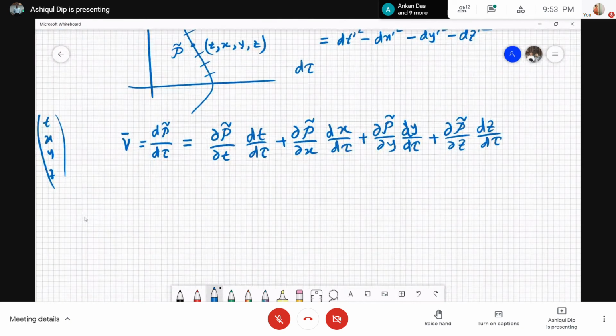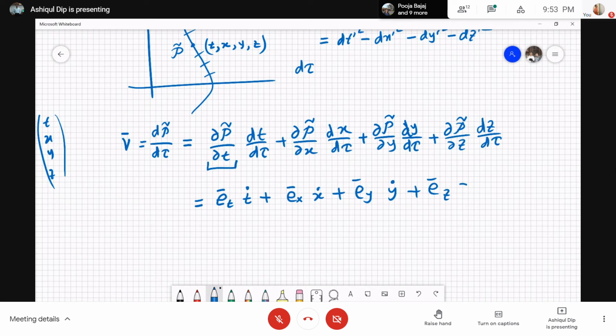Okay, so we can define this thing to be a basis, right? The basis along the time axis, so we call it E_t. And the derivative with respect to tau, we can denote with a dot. So let's call it t dot. Then we have E_x, the basis vector along the x-axis, times x dot, plus E_y y dot, plus E_z z dot, right?